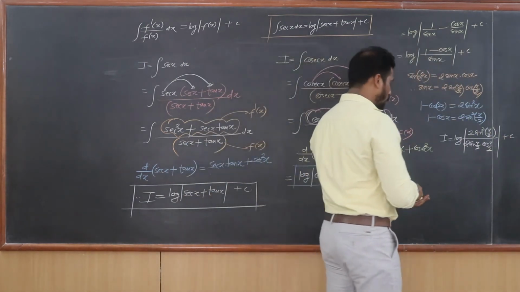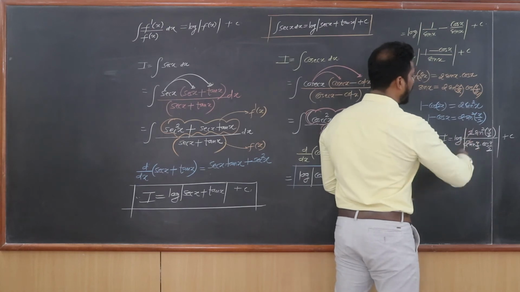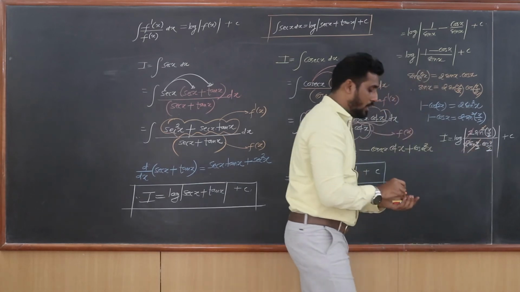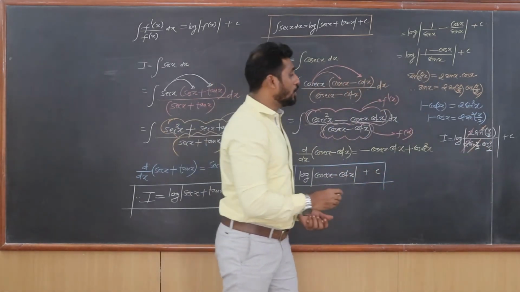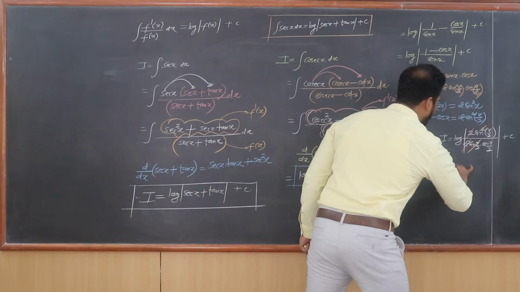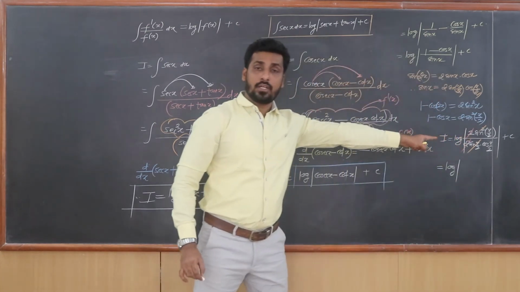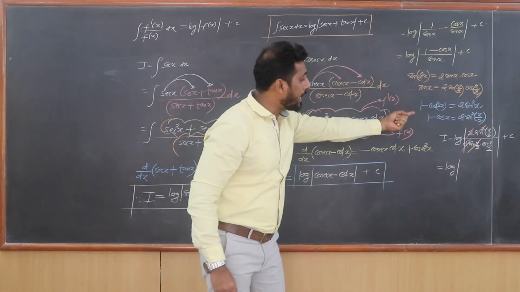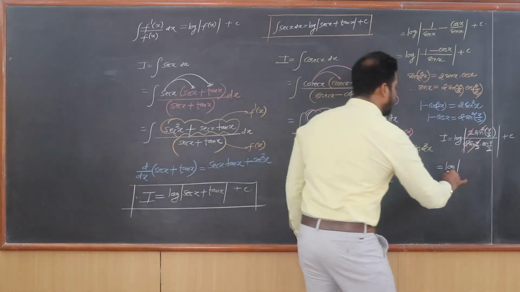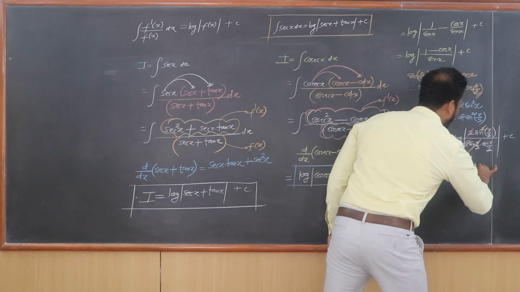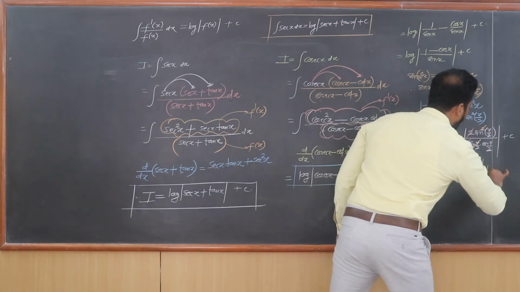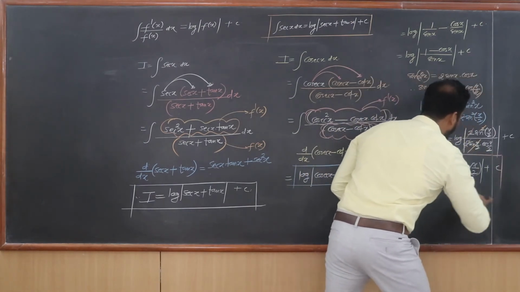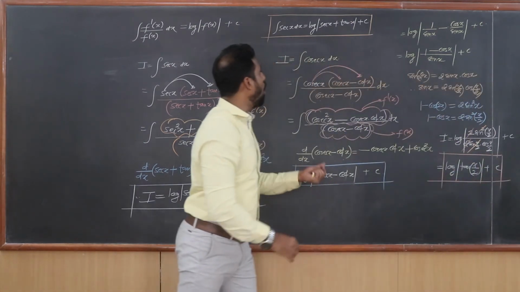Students, what is going to get cancelled from here? The 2 and 2 get cancelled. And can you also say one of the sine gets cancelled? So sine and sine got cancelled here. So what is my answer here? Log. What's the numerator left? Sine x by 2. What's the denominator left? Cos x by 2. What is sine x by 2 upon cos x by 2? That is tan x by 2, plus c. That's your second formula of integration of cosec x.